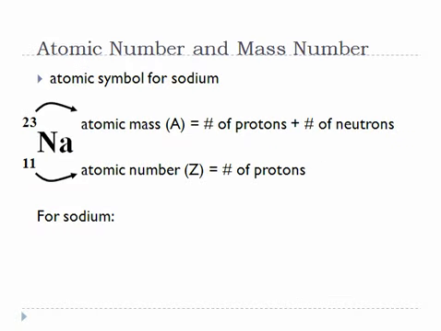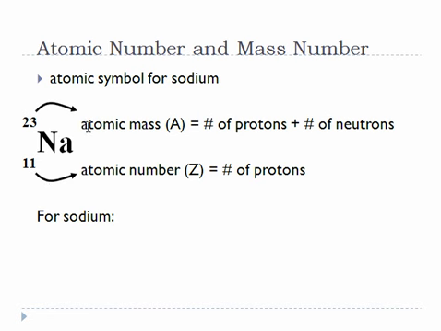All right, next up, the atomic number and the mass number. These, again, should be review for you. They're off your periodic table. What I've got right here is the standard atomic notation for sodium. The symbol is Na. The atomic mass, which is the bigger number, is up on top, and the atomic number, which is the smaller number, goes down at the bottom.